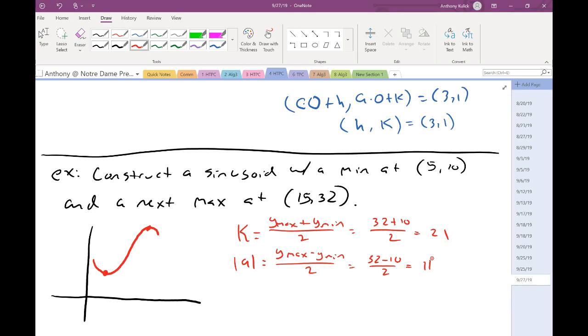And the period isn't too bad. So how much of the period have I got between this minimum and that maximum? Looks like half of it to me, right? If I were to go min to min, that would be one period. So min to max has to be half the period. Do you guys agree with that?